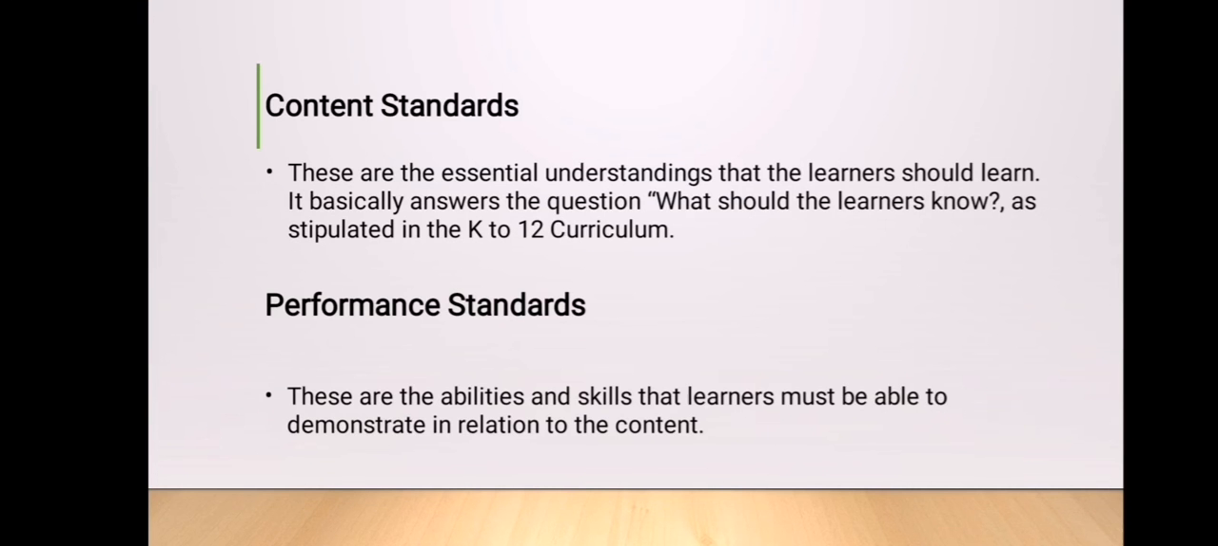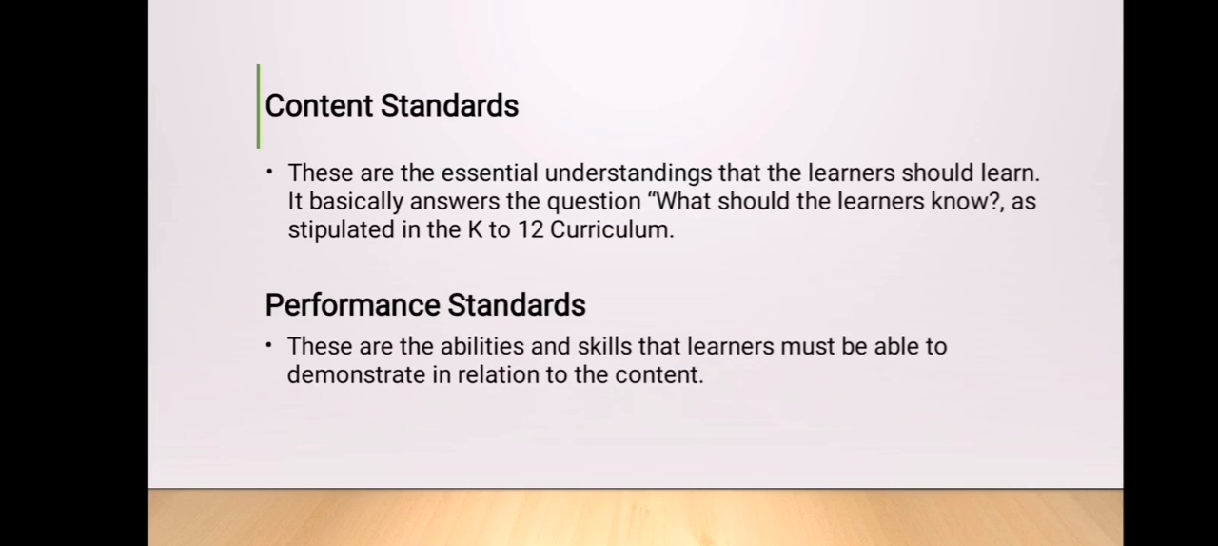Next, performance standards. These are the abilities and skills that learners must be able to demonstrate in relation to the content. Performance standards clarify content standards by describing what evidence is acceptable in determining whether content standards have been met. So use clear descriptions to describe quality work, include concrete examples, and include explanations of how well students must learn or demonstrate the content.